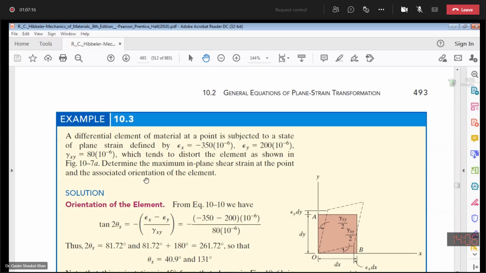In this case, we are being asked to calculate the maximum in-plane shear strain at the point and the associated orientation of the element. So, first of all, we have to calculate the orientation of the shear plane. So tan 2 theta s is equal to minus (epsilon x minus epsilon y) over gamma xy. So we have to calculate the value of 2 theta s. So please calculate 2 theta s.